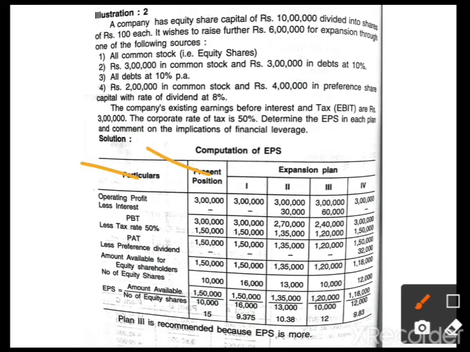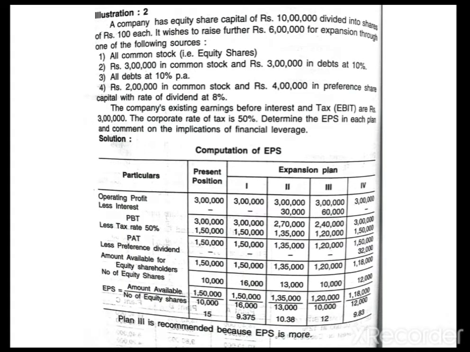See, particulars: present position, proposed plans, plan 1, 2, 3, 4, because they are given 1, 2, 3, 4. In the previous class, they had given only 3. First, we have to take operating profit, which is nothing but EBIT. It is given in this problem as 3 lakh. So 3 lakh, 3 lakh, 3 lakh, 3 lakh, and 3 lakh. Is it clear? Okay. In plan 1, all common stock, it means again 6 lakh, and the rate of interest is 10%. Okay. Is it clear?